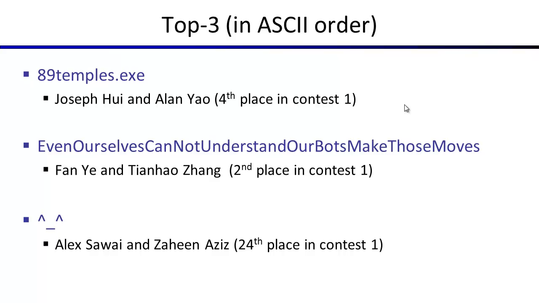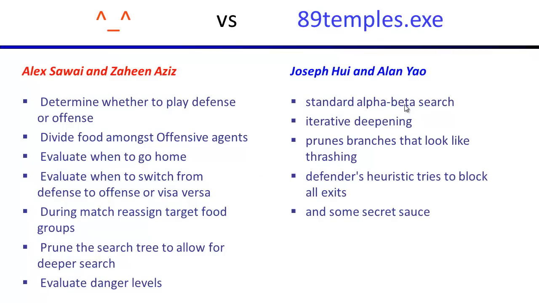Strategy underneath. For smiley face: determine whether to play defense or offense, divide food amongst offensive agents, evaluate when to go home, evaluate when to switch from defense to offense or vice versa. During match, reassign target food groups, prune the search tree to allow for deeper search, evaluate danger levels.